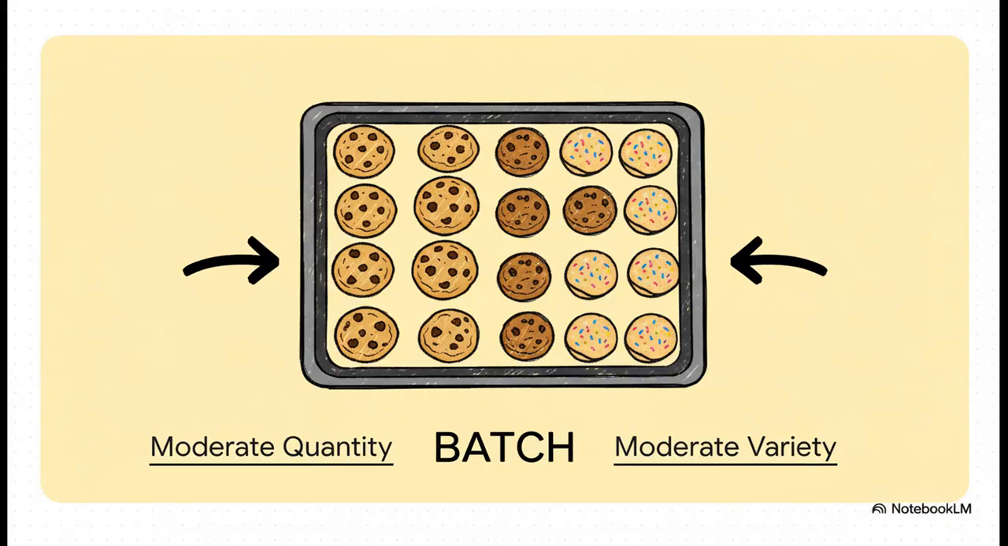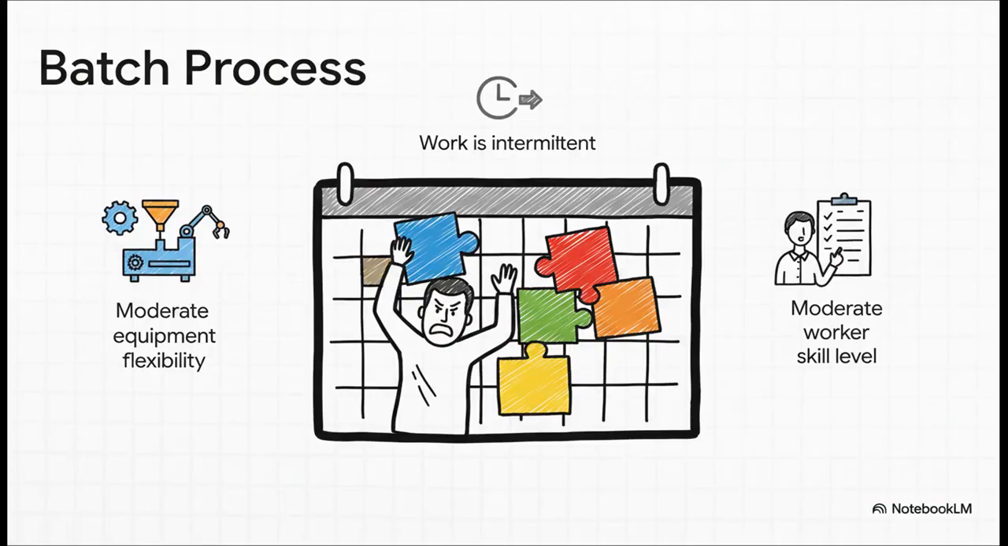Okay, let's take one step along our spectrum to the batch process. This is kind of the middle ground. Here you're producing a moderate amount of stuff with a moderate amount of variety. The big idea, like the name says, is that you make things together in a group, or a batch. Just like a job shop, the work is still intermittent. You'll make a batch of one thing, then stop, retool, and make a batch of something else. But the difference is the equipment doesn't need to be quite as flexible, and your workers can have a more moderate skill level. The number one challenge here, the thing that keeps managers up at night, is scheduling. How do you possibly coordinate all these different batches to get everything done on time?